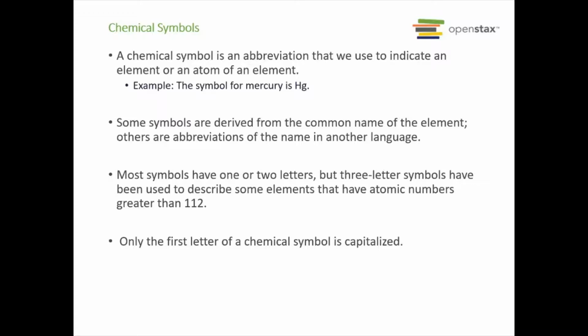Most symbols are 1 or 2 letters. The 3-letter symbols are for some atomic numbers greater than 112. Don't worry about those. As far as we're concerned, our elements are 1 or 2 letters. Only the first letter of a chemical symbol is capitalized. So if you're writing the symbol for cobalt, it's C and a lowercase o. If you were to write CO like that on your exam, I would mark that wrong because you just wrote carbon monoxide, not cobalt. If you tend to write your letters all the same size, you've got to start getting in the habit of making it different for elements.